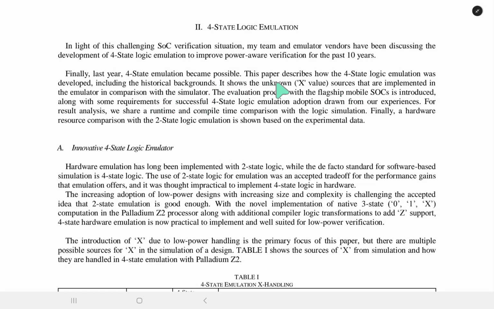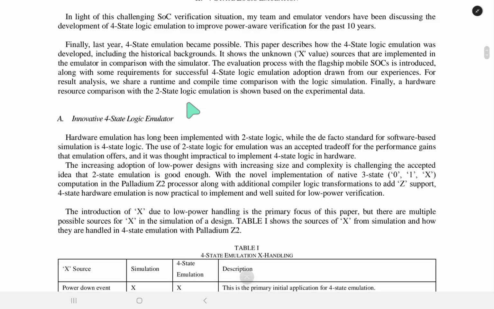It shows the unknown X-value sources that are implemented in the emulator in comparison with the simulator. The emulation process with the flagship mobile SoC is introduced, along with some requirements for successful four-state logic emulation adoption drawn from our experiences. For result analysis, we share a runtime and compile time comparison with the logic simulation. Finally, a hardware resource comparison with the two-state logic emulation is shown based on the experimental data.